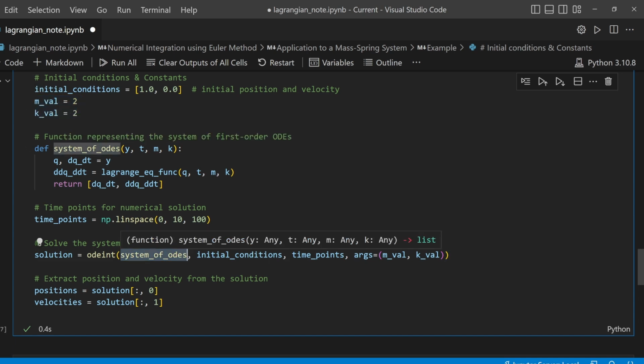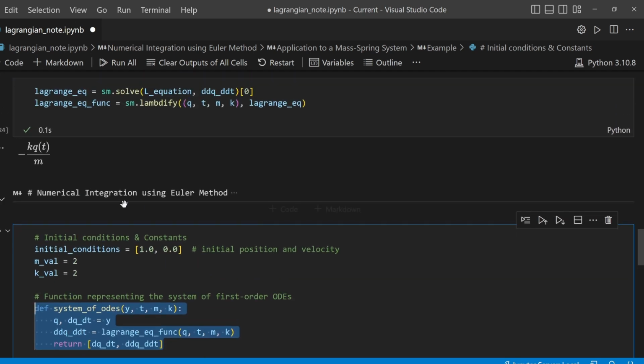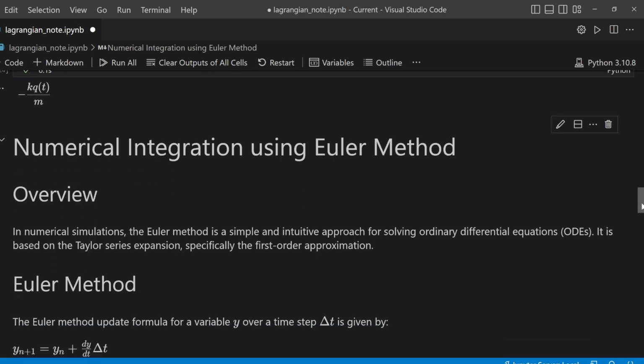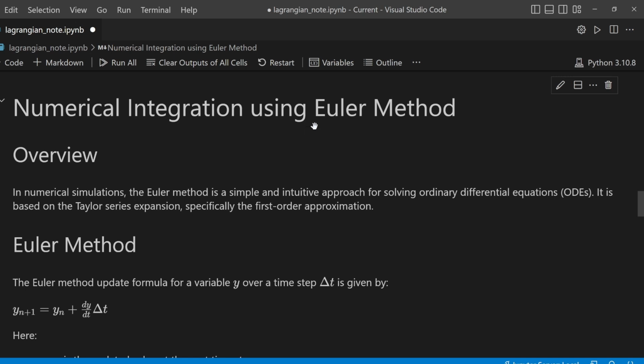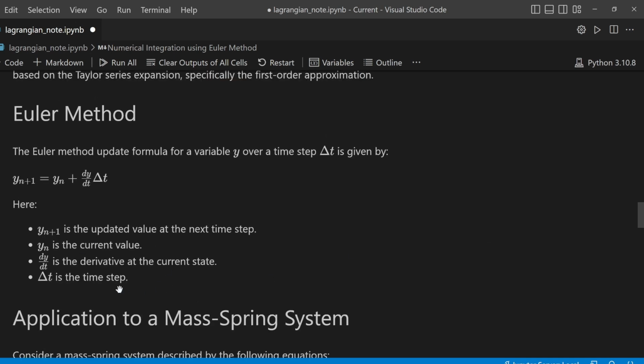Now this function right here, system of ODEs, is actually a pretty handy way to solve ODEs in general in a numerical way. But before I can speak about this function, I want to introduce you to this principle right here. It's called numerical integration using the Euler method. Right, so you see how in numerical simulation we always use this expression right here to approximate a derivative. We say that this derivative right here is equal to y_{n+1} minus y_n divided by dt. But we can express y_{n+1} very easily. So here I have put some definitions.